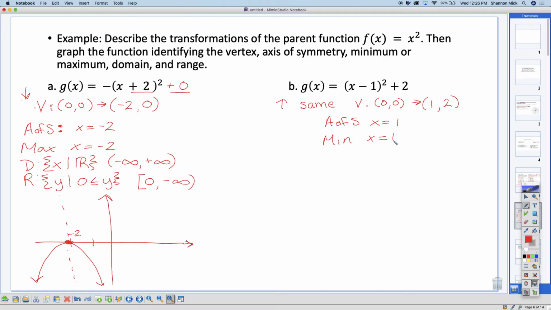Now we need domain and range. Any quadratic, guys, is going to be, guess what? What's the domain of any quadratic? Negative infinity to infinity. Any quadratic until I put it into a story problem is going to be all real numbers.